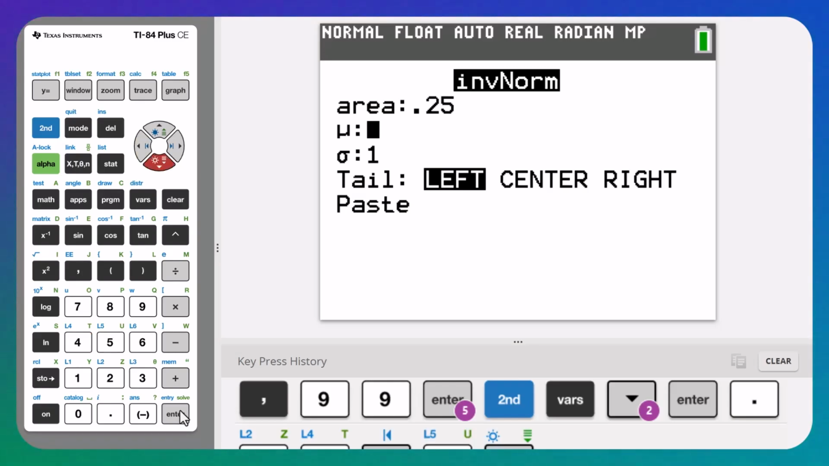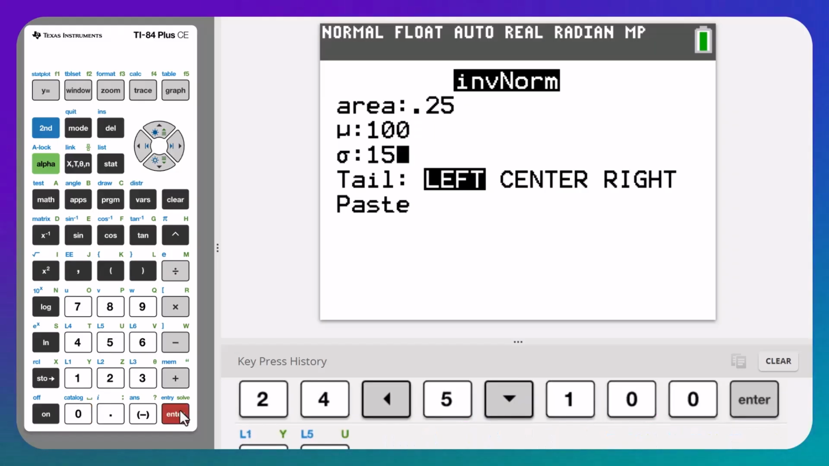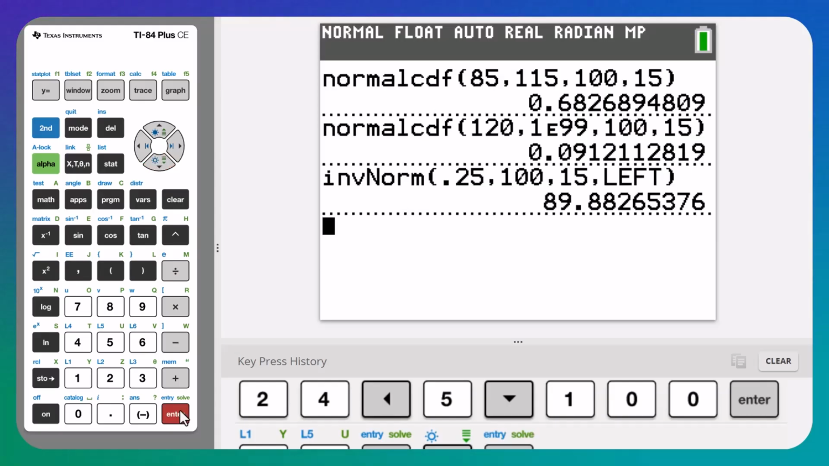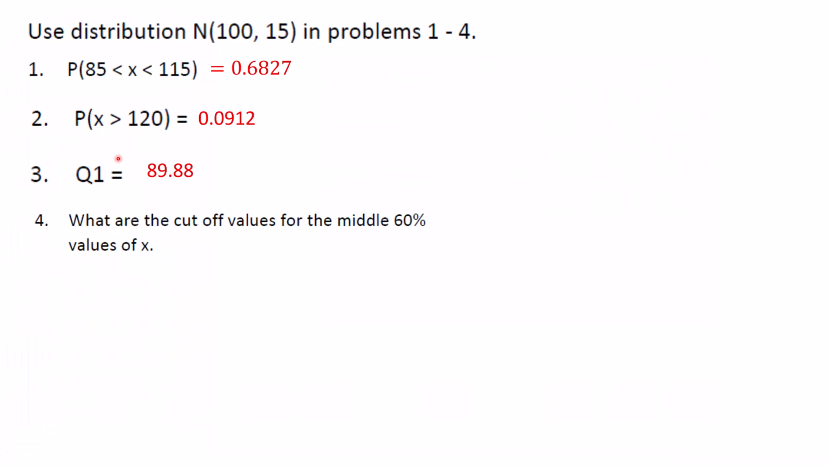Let me go ahead and do that. 0.25. And now I have to put in the mean, 100, and standard deviation, 15. Since it's a percentile, it's the left area. Hit enter, and we get 89.88. You see our answer is 89.88.